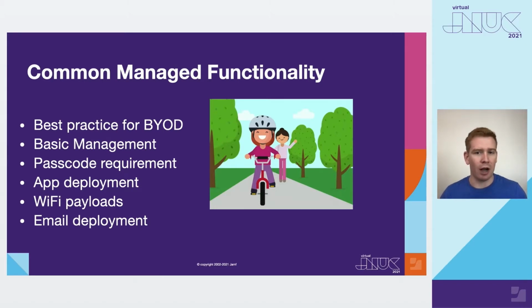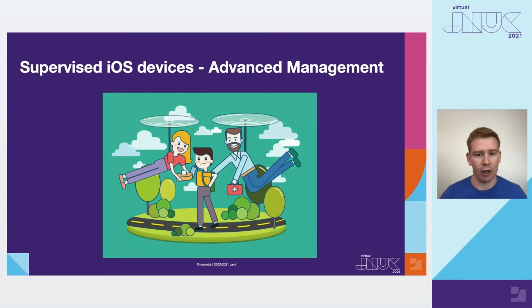Also, being able to make it so that Wi-Fi payloads can be set up. So if you want an individual's managed device to be able to walk into one of your offices globally or regionally, they can have it automatically hooked up and connected to the Wi-Fi when they enter the building. And then finally, being able to deploy corporate email down to individuals are all things that are possible with managed functionality. Now, the other way in which you can manage a device is something called supervised.